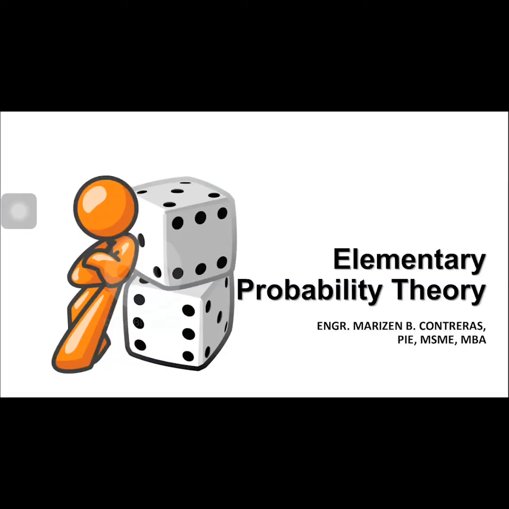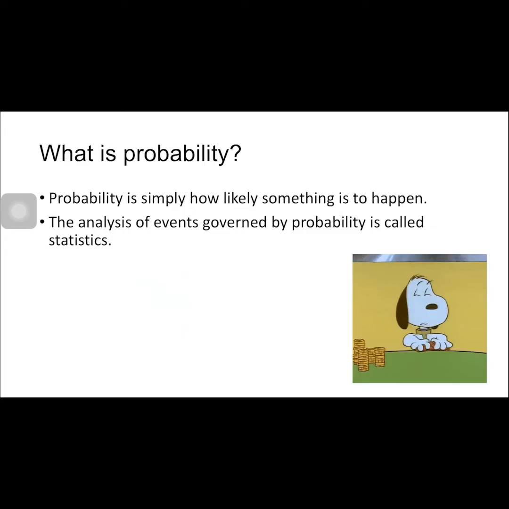The topic for today is elementary probability theory. So what is probability? Probability is simply how likely something is to happen. When we're unsure about the outcome of an event, we can talk about the probabilities of certain outcomes. That is how likely they are. The analysis of events governed by probability is called statistics.